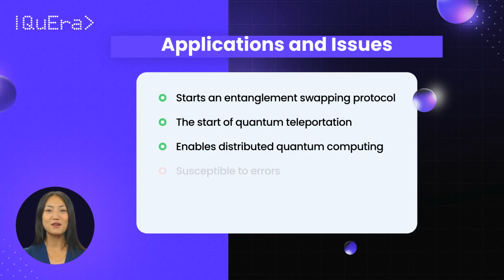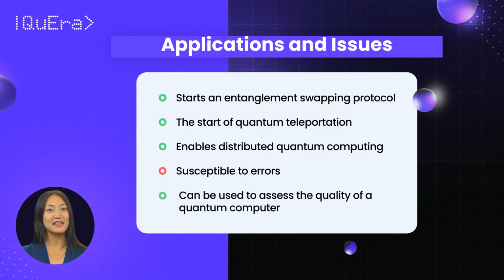Unfortunately, creating Bell states isn't a perfect process. Besides environmental noise, the implementation of the Hadamard and CNOT gates can introduce errors. In fact, a Bell state can be used to quickly assess the quality of a quantum computer, as it is easy to visualize the differences between the ideal result and the actual one.